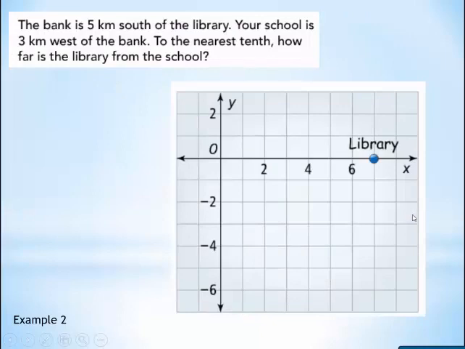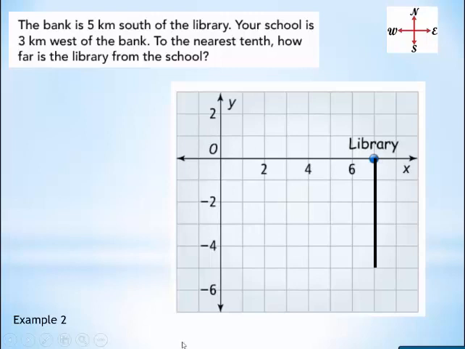All right, let's take a look at another one. The bank is 5 kilometers south of the library. Your school is 3 kilometers west of the bank. To the nearest 10th, how far is the library from the school? Okay, so I want to go 5 kilometers south, which means south I'm going down. 1, 2, 3, 4, 5.